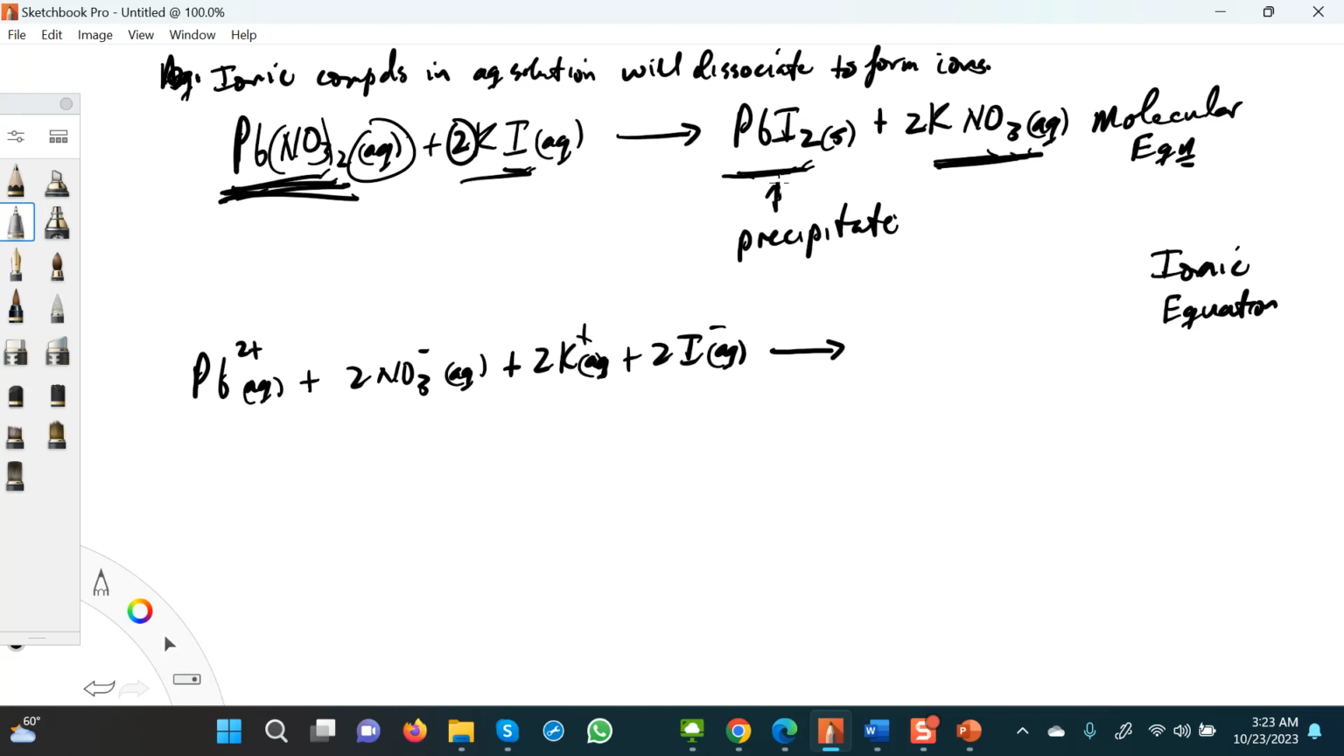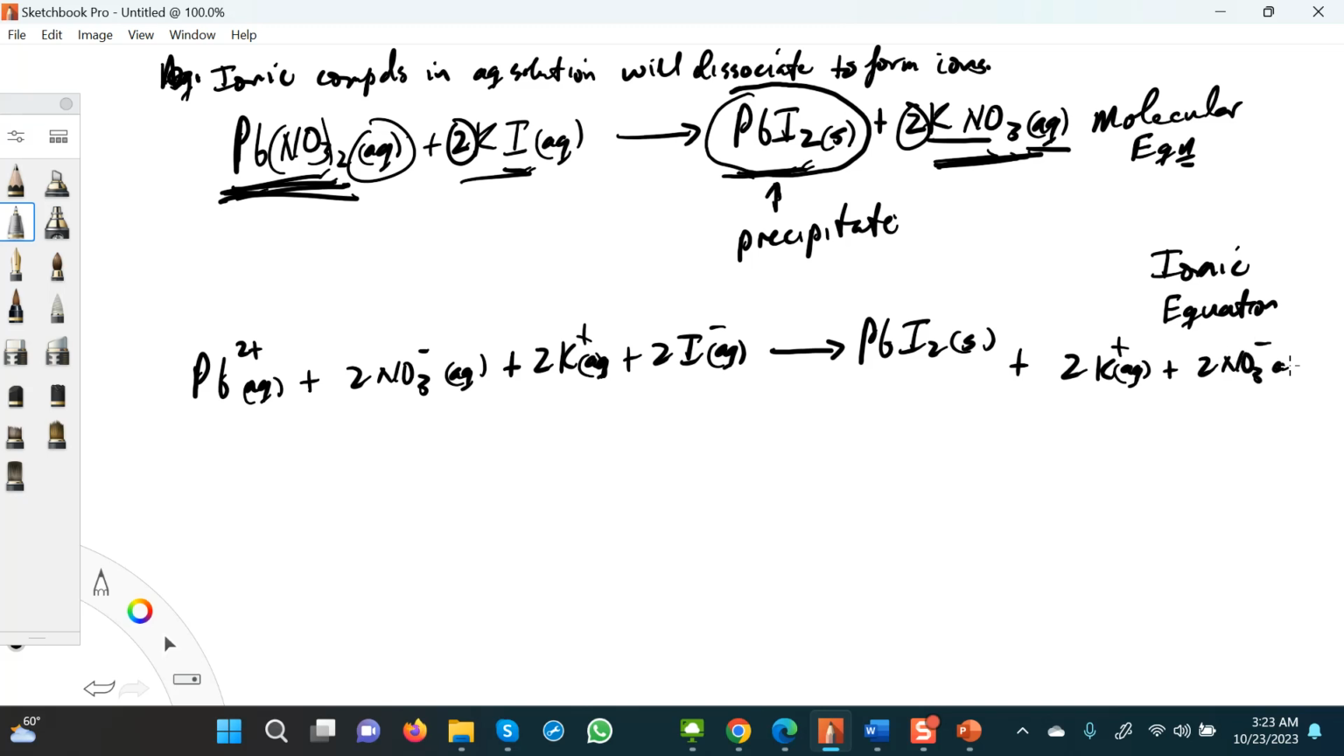And then on the right side, we have to look at what happens here. Now on the right side, we have lead 2 iodide, but it's in a solid state, right? So because it's in a solid state, that means that it will not break up to form ions. So therefore, we just simply rewrite that as it is. And then when it comes to the potassium nitrate, it's ionic, it's in an aqueous solution. And again, please note there's a 2 here, which multiplies everything within that equation. So you're going to end up with 2K+ (aq) plus 2NO3- (aq), all right? And that is basically the ionic equation.